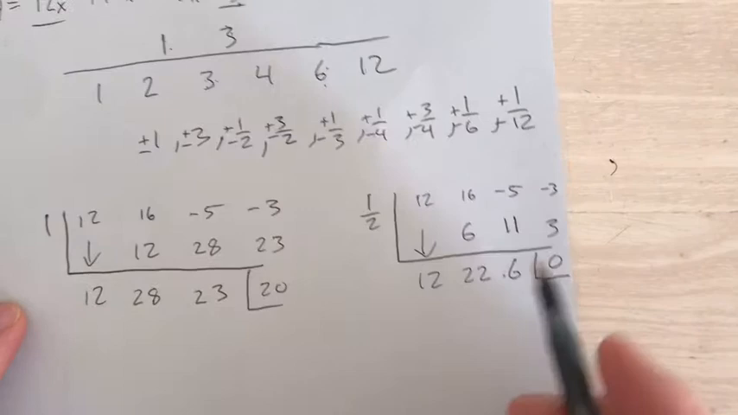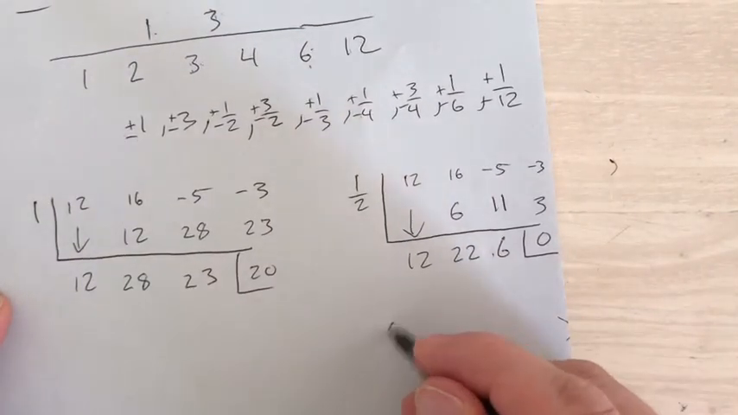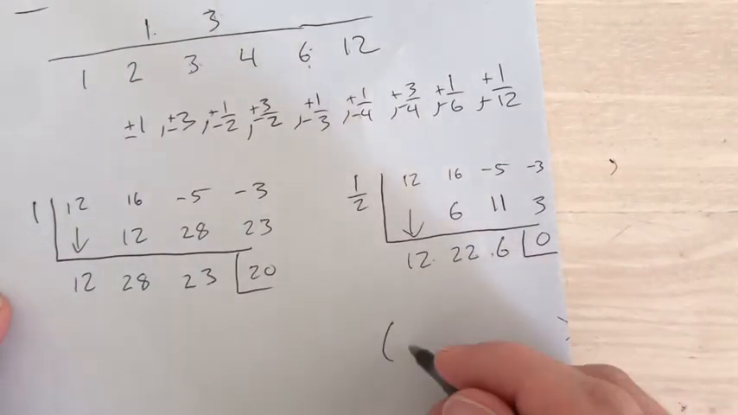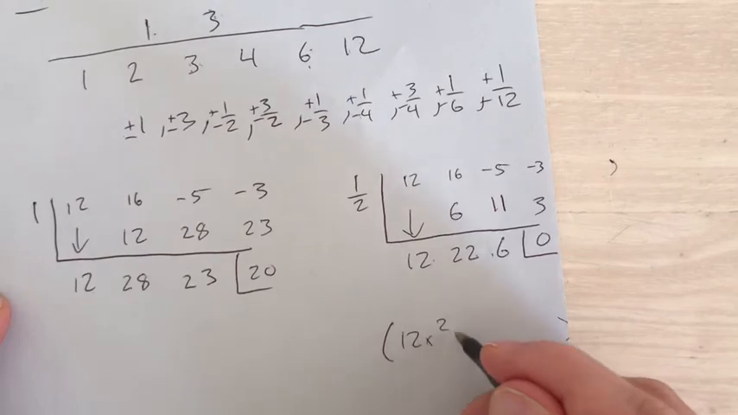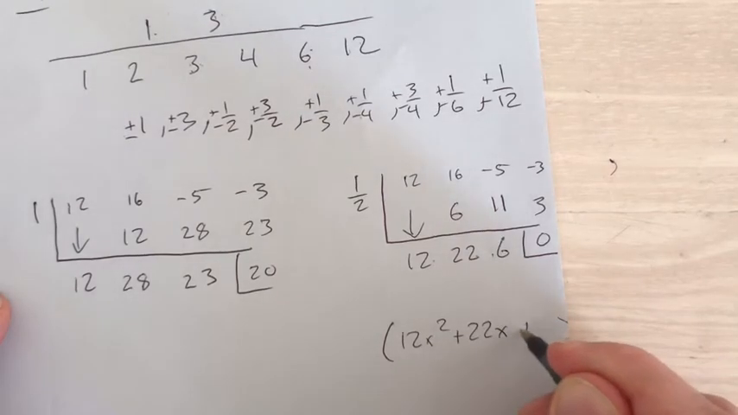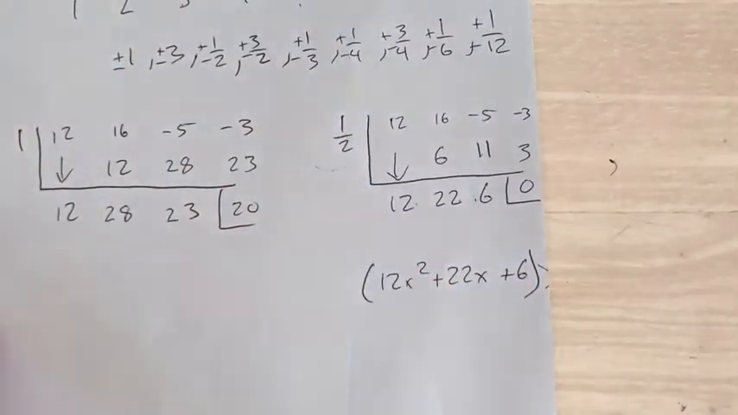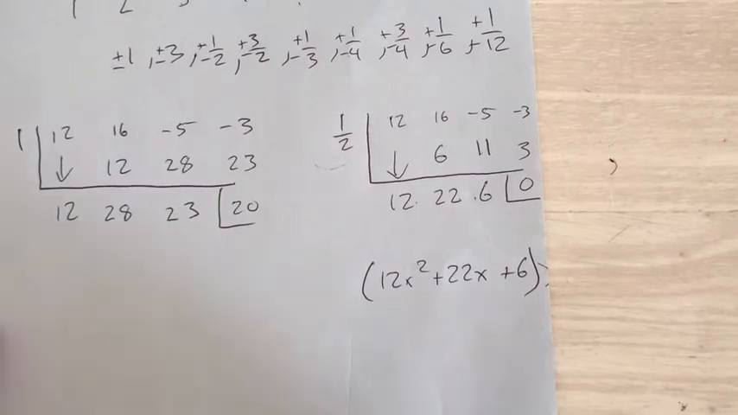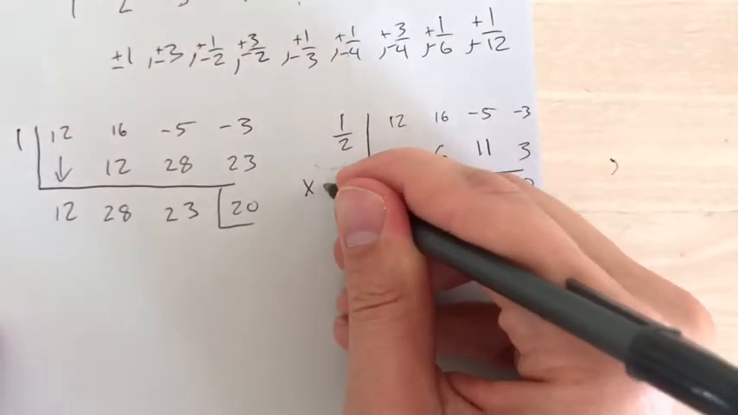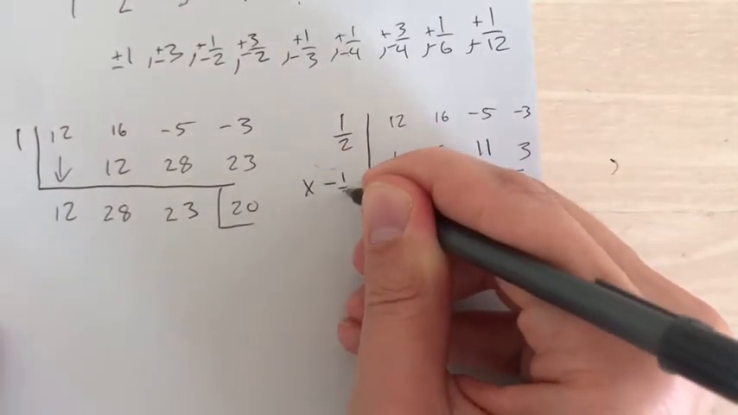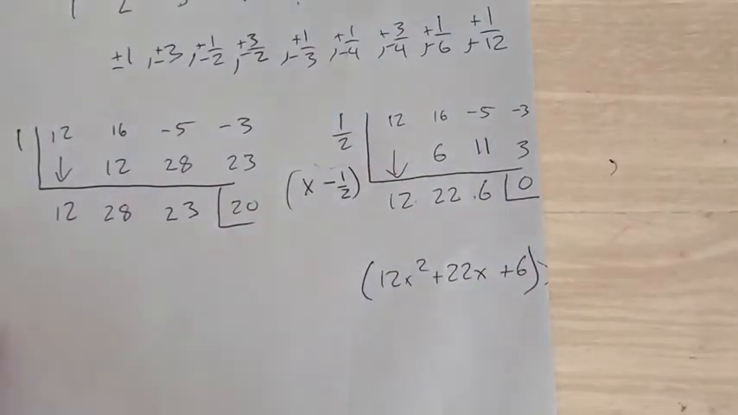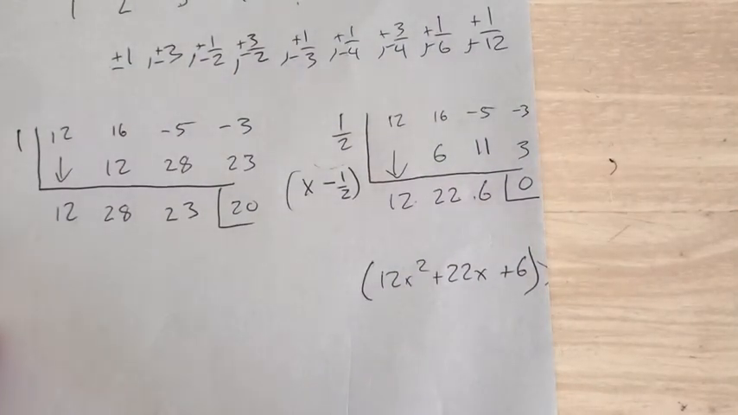So I'm going to write this in polynomial terms. So this is x squared, x, and then the number. So 12x squared plus 22x plus 6. And then I need to write this not as a fraction, but as a factor. Now, some of you guys might say, could I do something like this? And the answer is, yes, you could. Be weird, but you could totally do that.